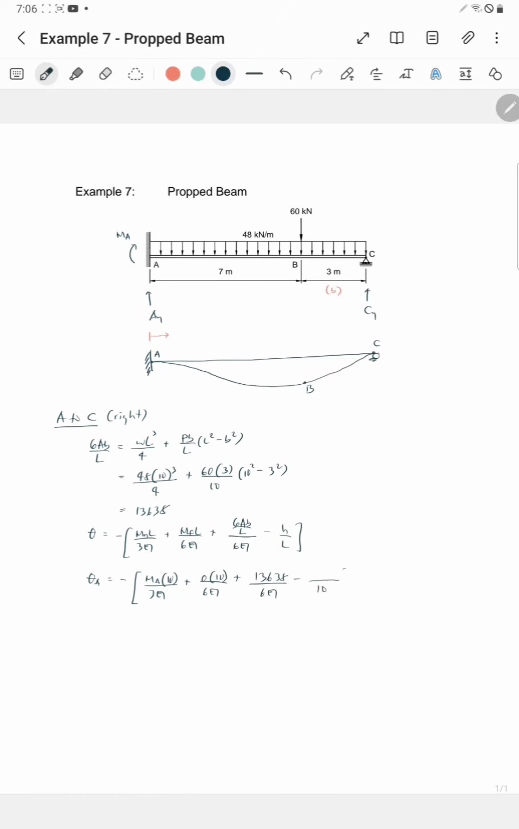L is 10. Then for H, gawa tayo ng horizontal line from A to C. So, tumama si horizontal line kay C. So, the vertical distance from the horizontal line at A towards C is 0. And since point A is fixed support, then theta A is 0. So, that moment at A is equal to negative 681.9. So, negative means mali ang assumption. So, inassume natin na pataas, pero dahil negative, so mali ang assumption. So, i-correct na natin. So, ang tama pala ay downward.